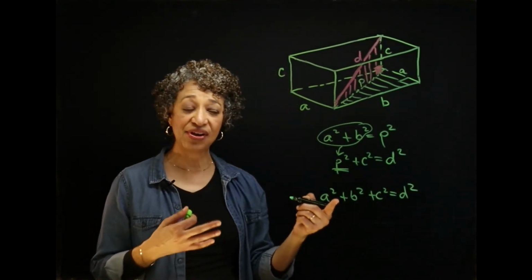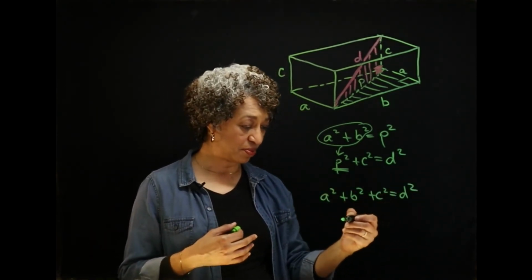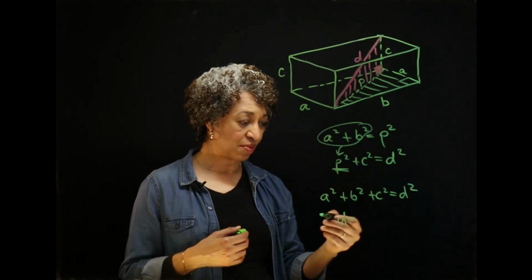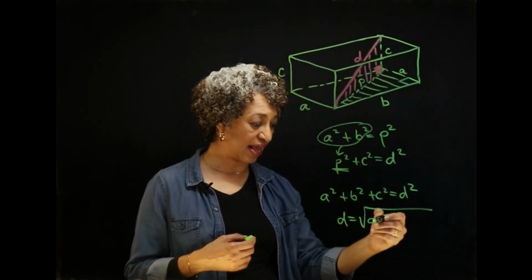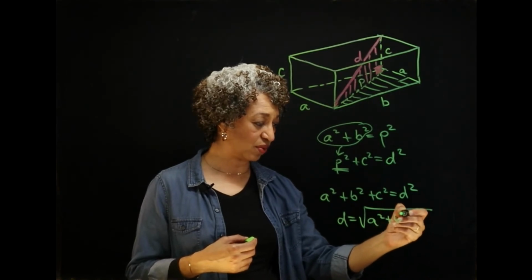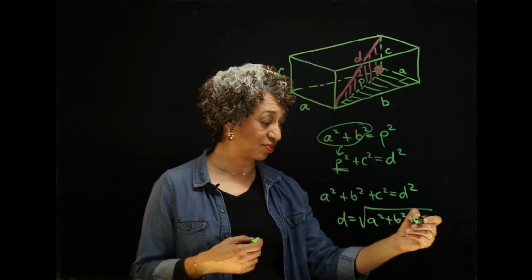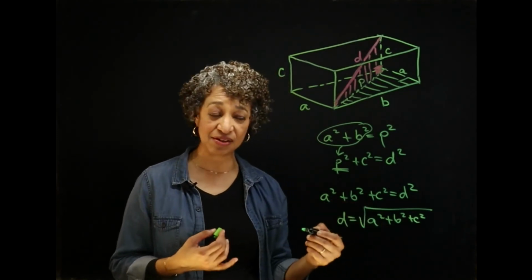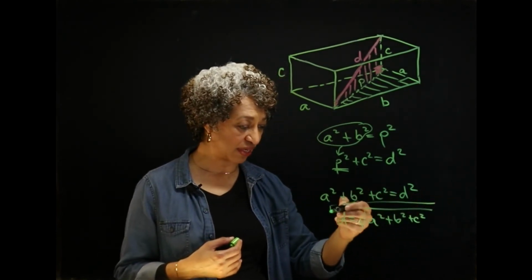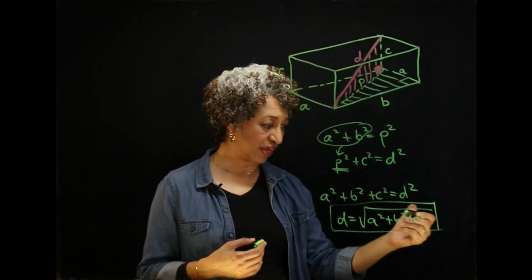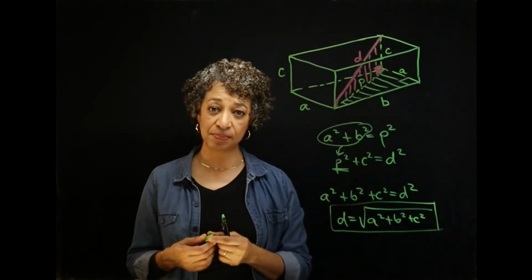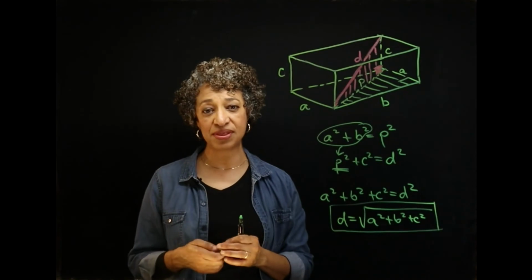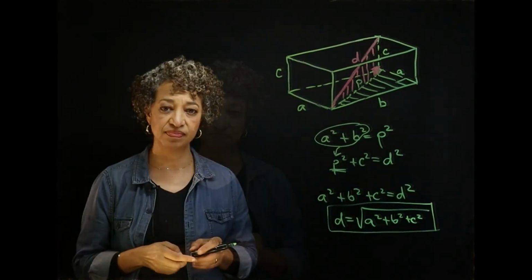All right, now if I solve for D, let me put it on the left side here. I'm going to take the square root of both sides, and I get the square root of A squared plus B squared plus C squared is D. And this is a shortcut for finding the longest stick that can fit in a box like this. So we have extended the Pythagorean theorem to 3 dimensions.